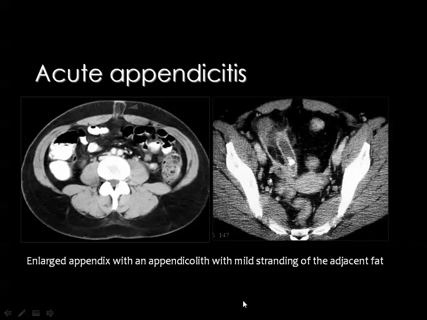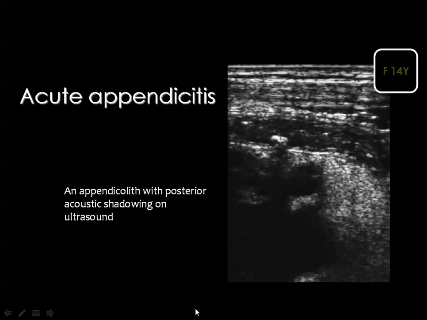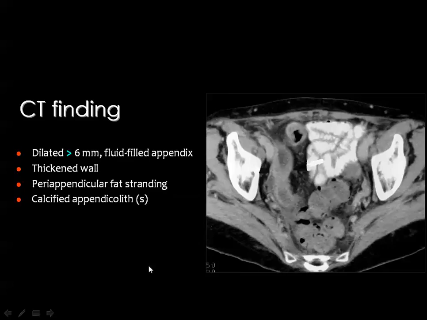Then in the CT scan, you can see that this is the appendix, which is dilated, the wall is thickened, it is filled with fluid, and this calcified lesion represents the appendicolith, which is located at the neck of the appendix. If you look carefully around the appendix, you can see a stranding of the fat planes. This is acute appendicitis by ultrasound, and this is the appendicolith, which is clearly seen inside the dilated fluid-filled appendix.